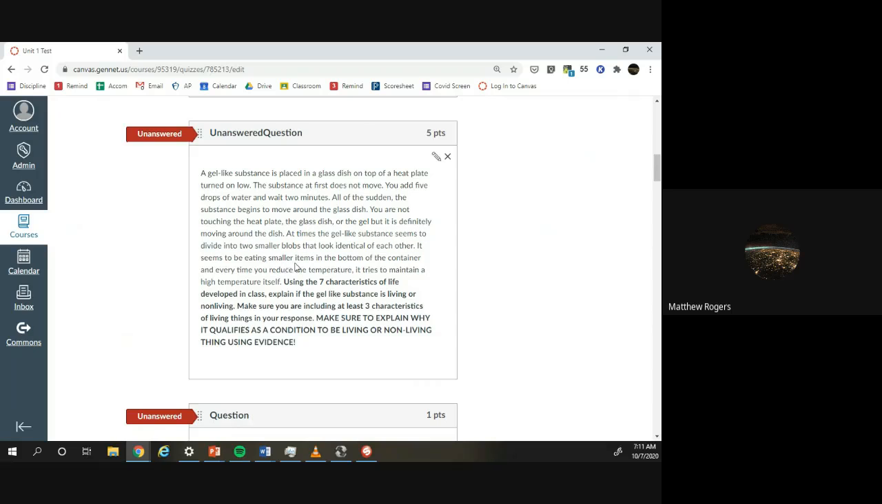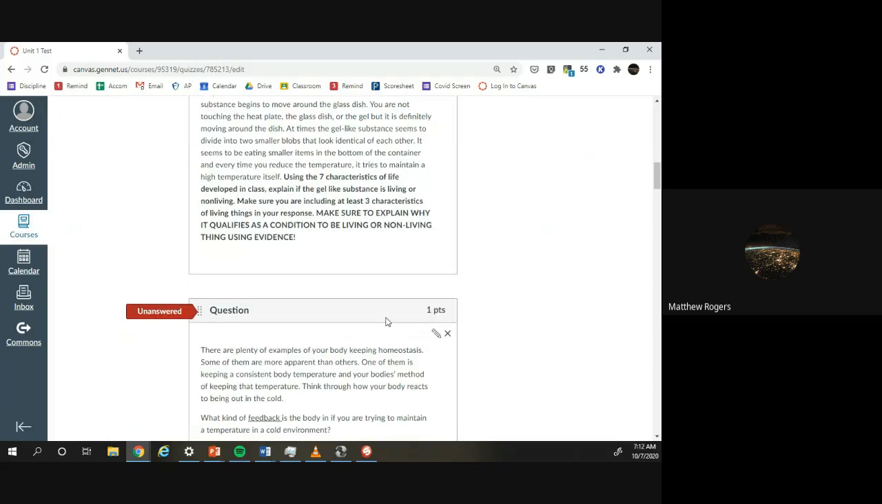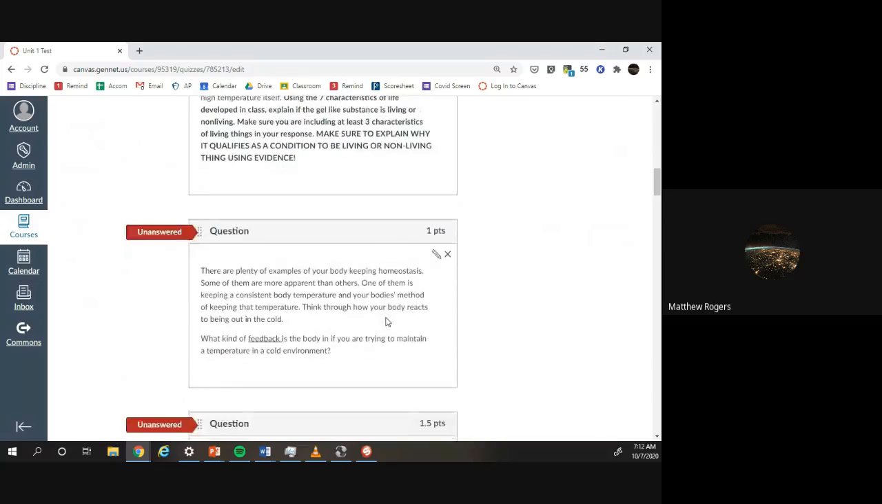It seems to be eating smaller items in the bottom of the container, and every time you reduce the temperature, it tries to maintain a high temperature itself. So this is definitely homeostasis, trying to keep something. It looks like it's eating something. That would be metabolism. So things we really haven't seen: we haven't seen cells. We haven't seen, realistically, heredity. We really don't know if there's DNA going on or not. But we've seen some other ones here. So you just had to pick out 3 and tell me if it was a living or non-living thing.